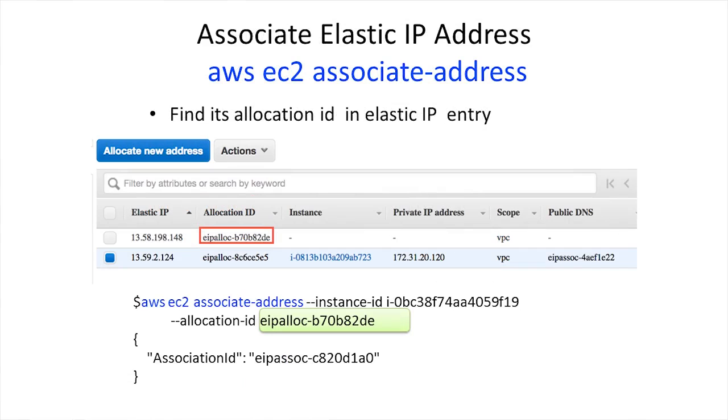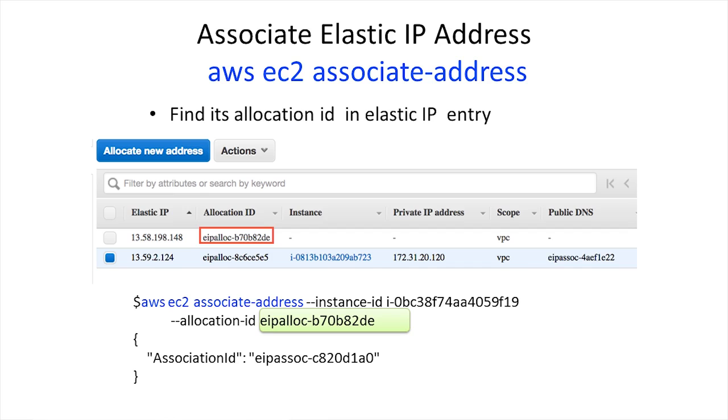To associate an elastic IP address with the instance, we also have an equivalent AWS EC2 CLI command. First, we need to find out the elastic IP address's allocation ID, the unique ID identifier. So everything goes by ID in the AWS CLI. We then use aws ec2 associate-address. That's the command to associate an elastic IP address with the instance.